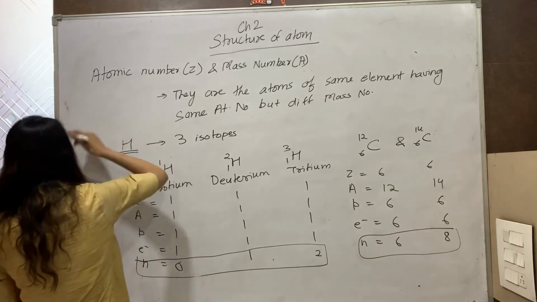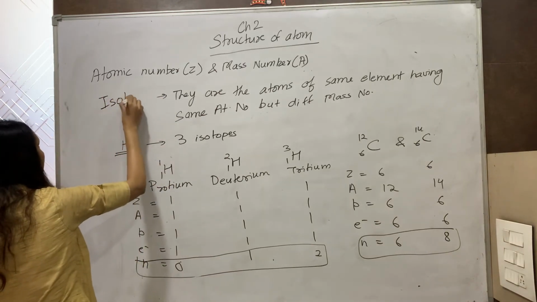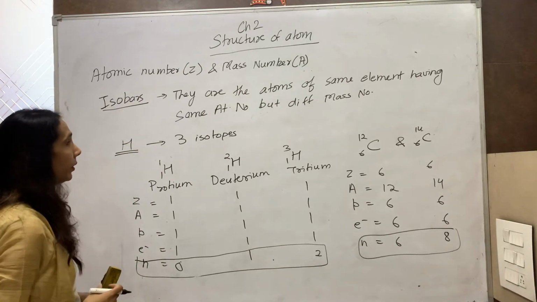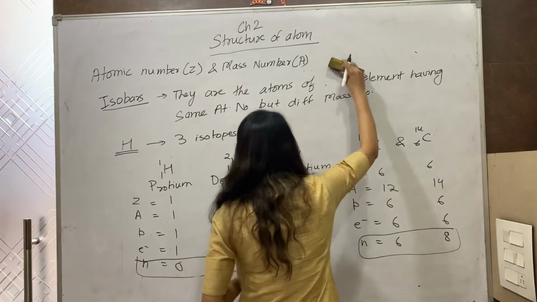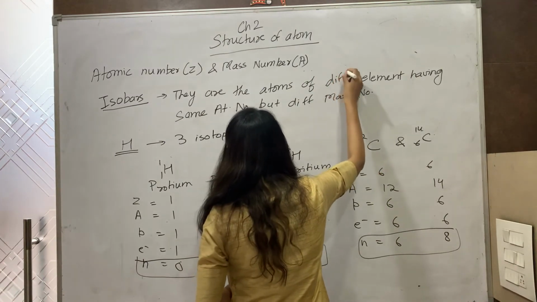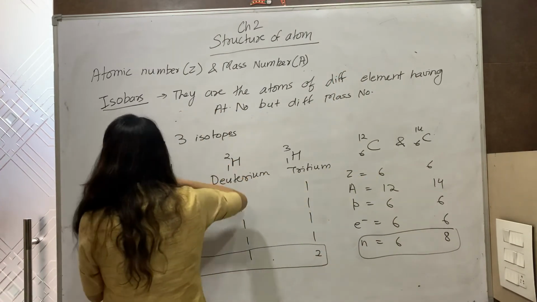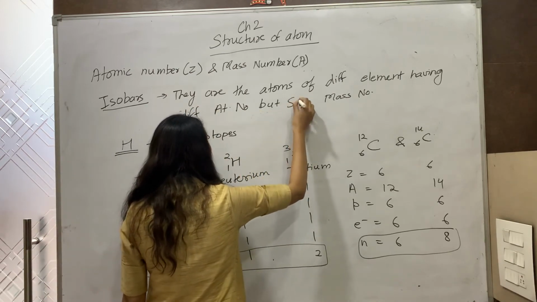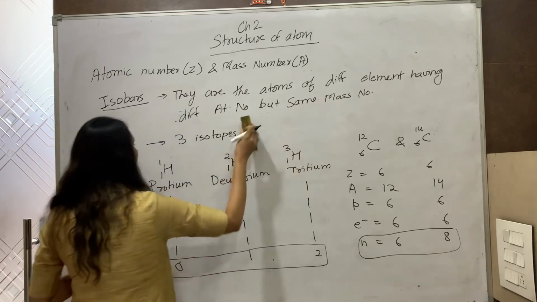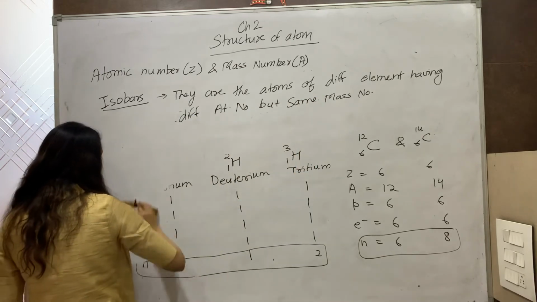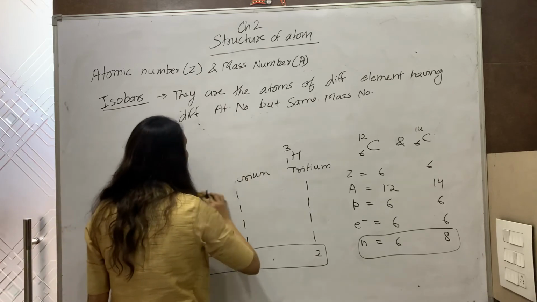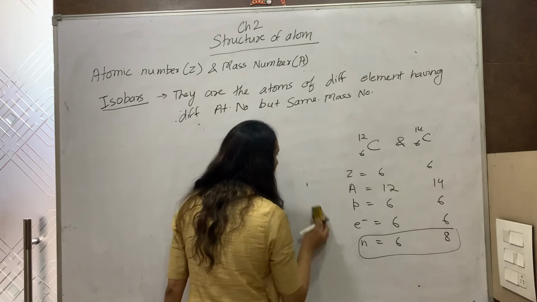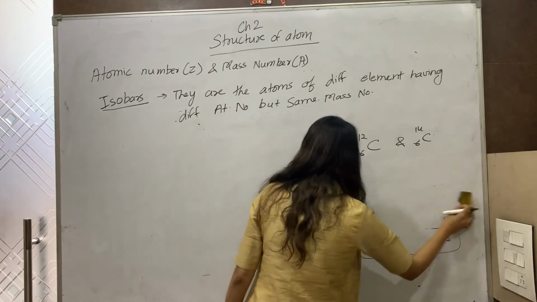Next term we are doing is isobars, which are just the opposite of isotopes. What are they? They are the atoms of different elements having different atomic numbers but same mass numbers. We can just see the difference. They are the atoms of different elements having different atomic numbers but same mass numbers. Let us take the example.